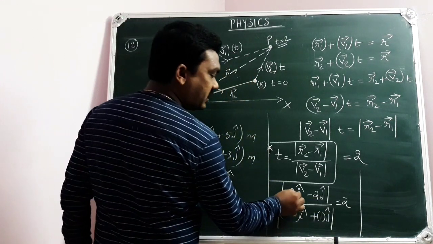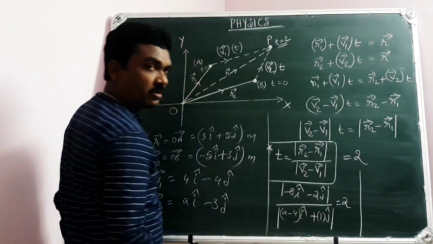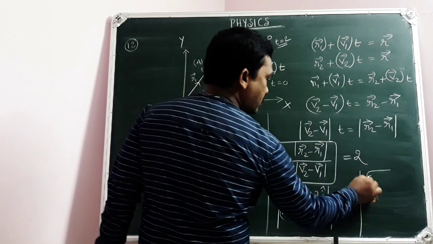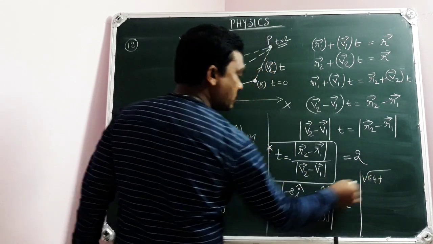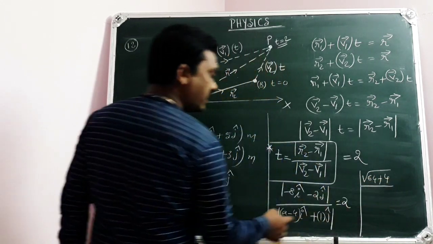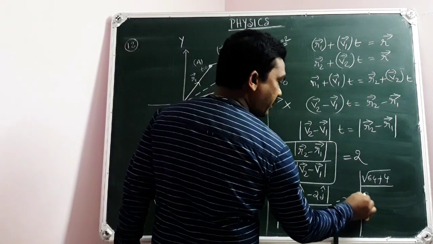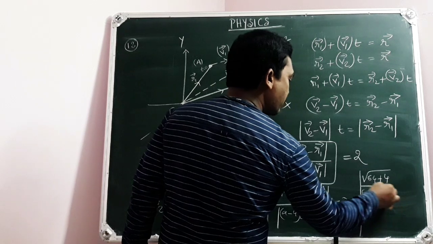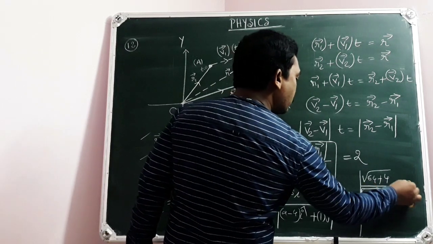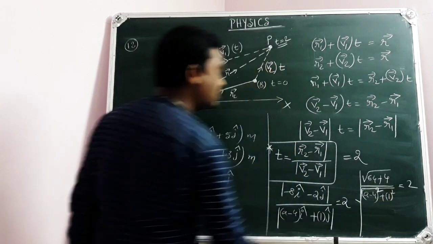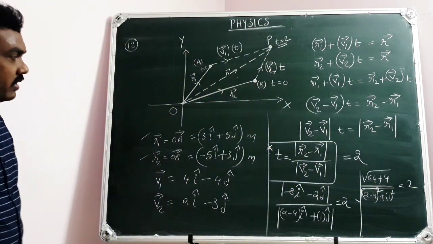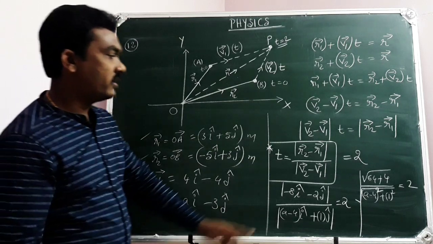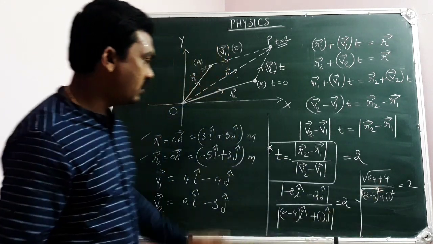So modulus of minus 8 i cap minus 2 j cap, root of x square plus y square. So it is root of 8 square, 64, plus 2 square, 4, by root of a minus 4 whole square plus 1 square, is equal to 2. Now we need to simplify that so that we will get a value. Note down, I will simplify that.